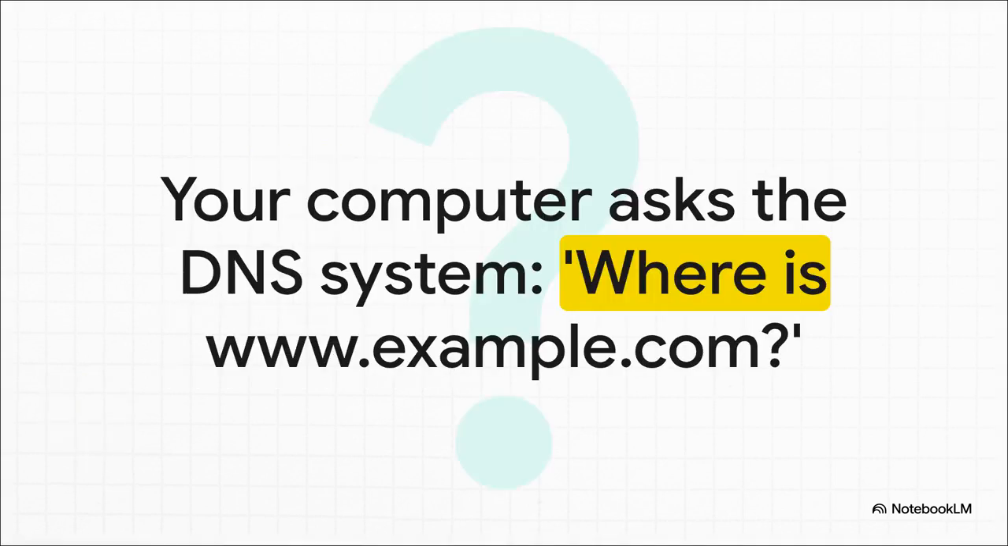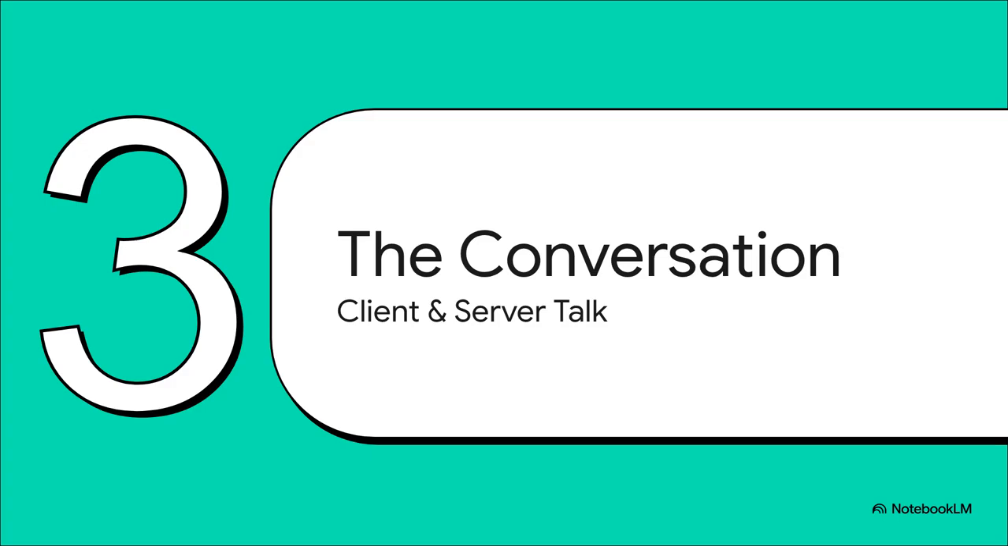So this is basically what your computer does. It shouts out into the network, "Hey, can somebody give me the IP address for www.example.com?" The DNS system instantly looks it up in its giant address book and sends the correct number right back. Okay, we've found the correct address.